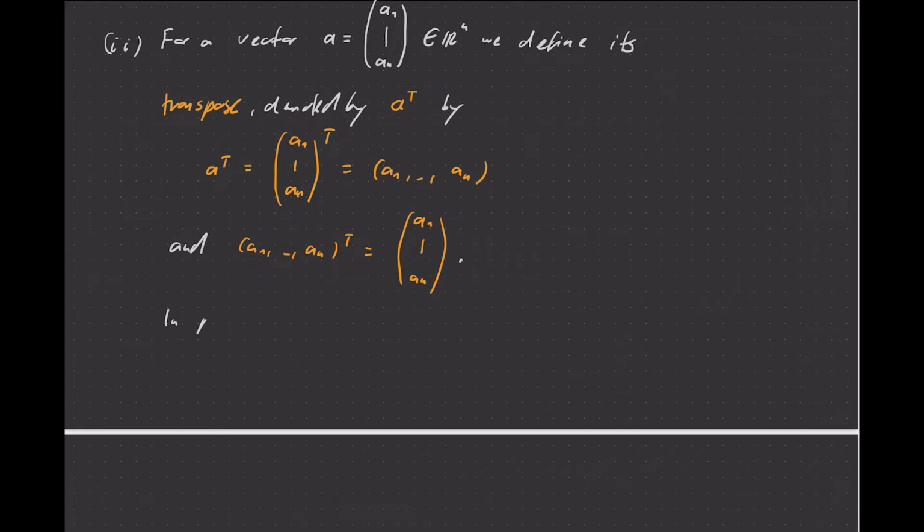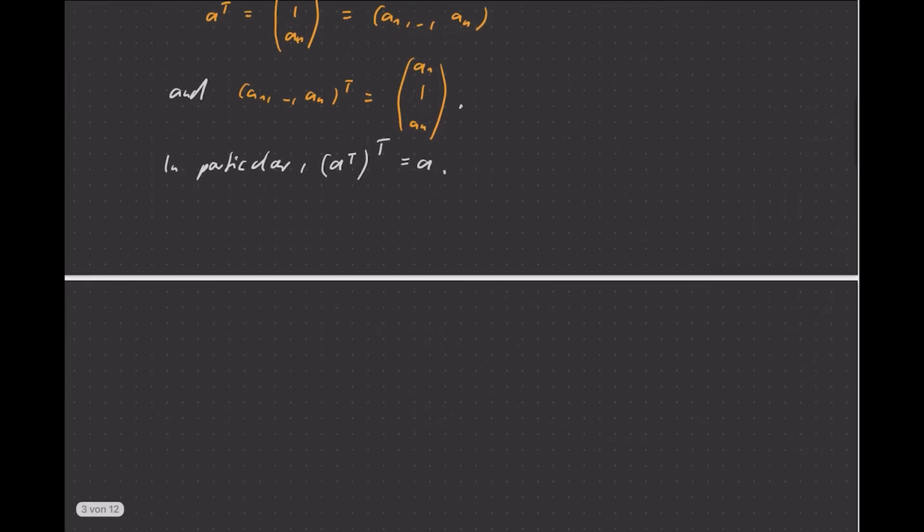In particular, if we transpose twice, we're back to where we started. In particular, A transposed is A once again. Okay, I mentioned already, by convention, we usually use column vectors. And if we want to emphasize the difference between a column vector and a row vector, then we'll use just these names. We'll call them column vectors and row vectors.